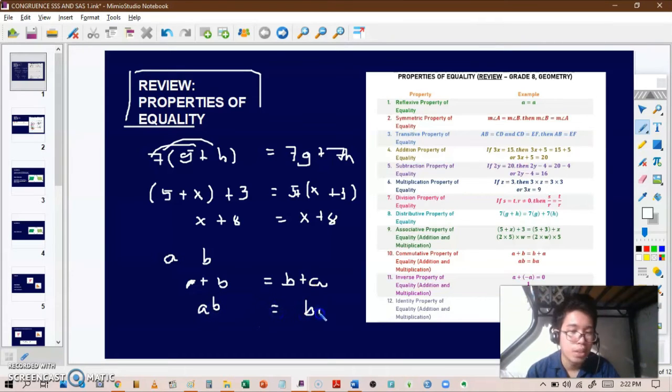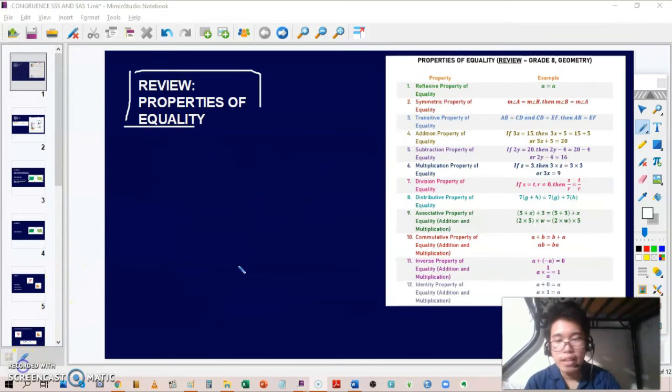Okay, so we can try to plug in some values. Let's say for example this is 2 and this is 1. So 2 plus 1, that's 3. You're also going to get 1 plus 2, which is also 3. And then from here, we also have 2 times 1, which is 2, and 1 times 2, we also get 2. Okay, and then we have the 11th property. So that's the inverse property of equality.